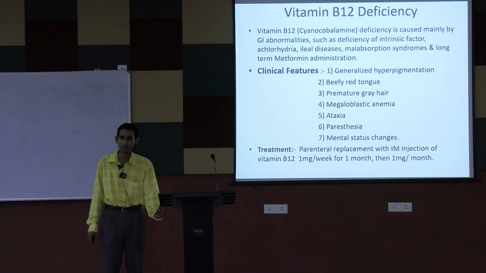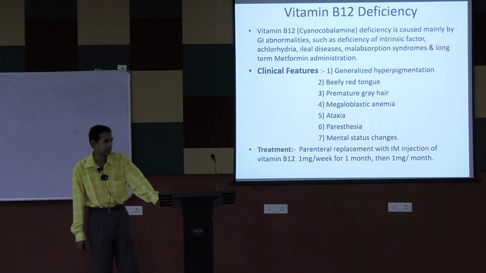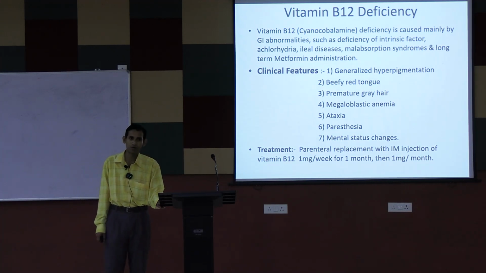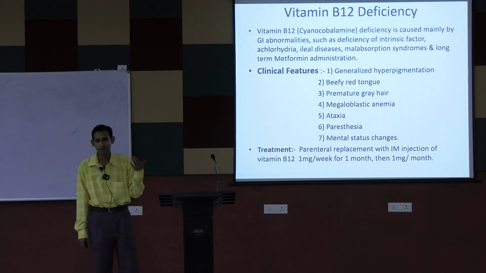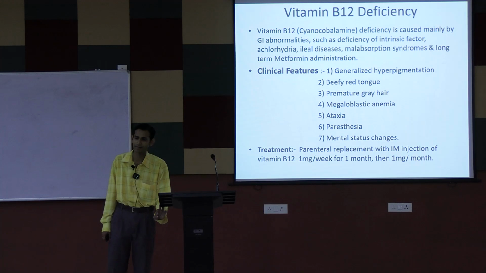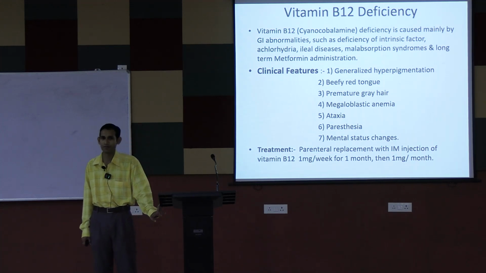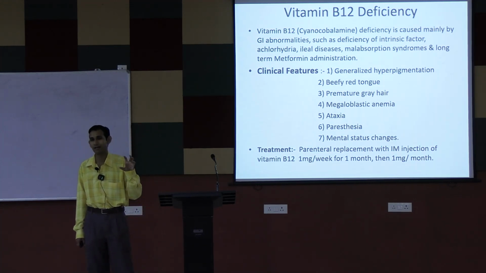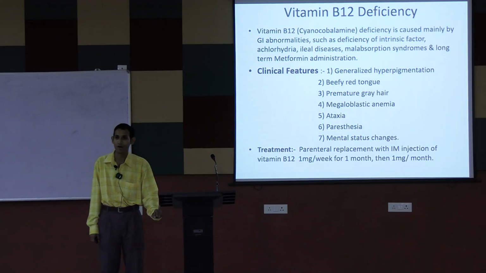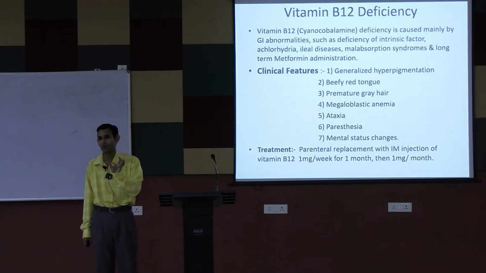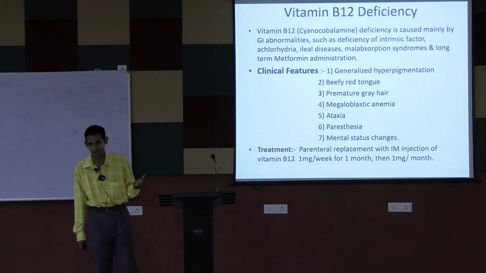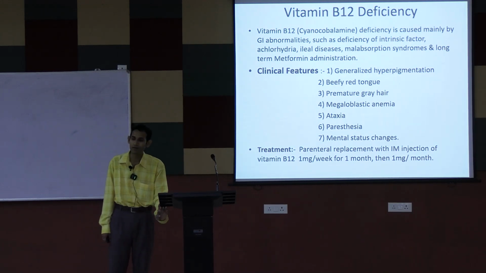Now, the vitamin B12 deficiency. Vitamin B12 is also known as cyanocobalamin. Particularly, vitamin B12 is absorbed from the terminal ileum with the help of the intrinsic factor in an acidic environment. So, vitamin B12 deficiency occurs particularly in case of terminal ileal disease or resection of the terminal ileum, or intrinsic factor deficiency, or if the acidic milieu is disturbed, that means in achlorhydria. Particularly, you will get vitamin B12 deficiency.